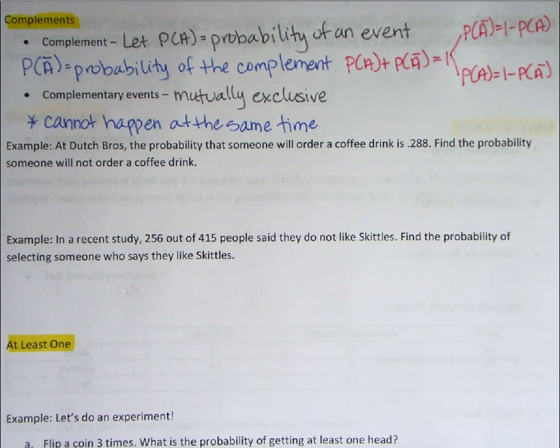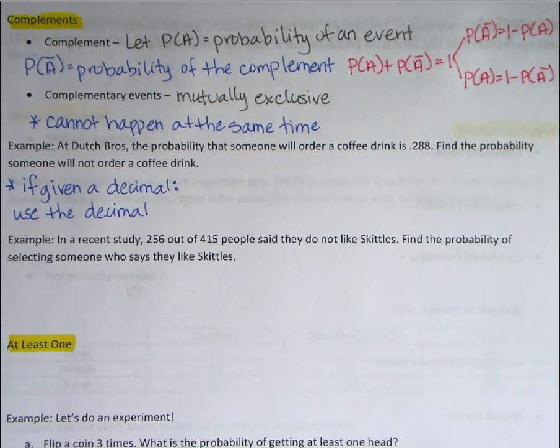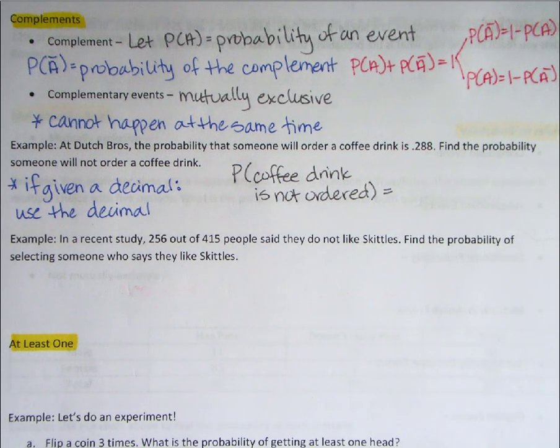First, here we have at Dutch Bros, the probability that someone will order a coffee drink is 0.288. We are asked to find the probability that someone will not drink a coffee drink. Notice that we are given a decimal value in our example. So if we're given a decimal, we want to use the decimal in our formula. We are asked to find the probability that a coffee drink is not ordered.